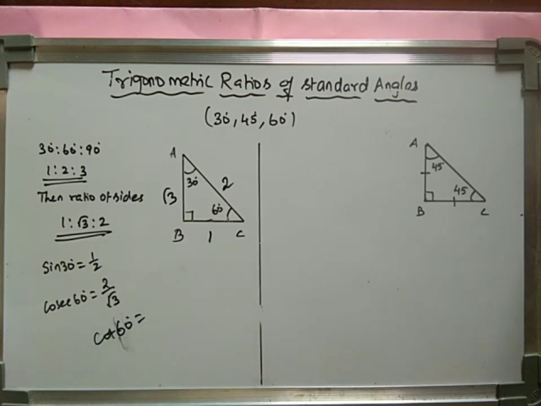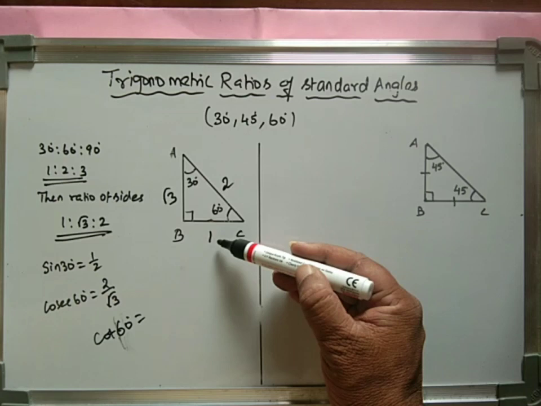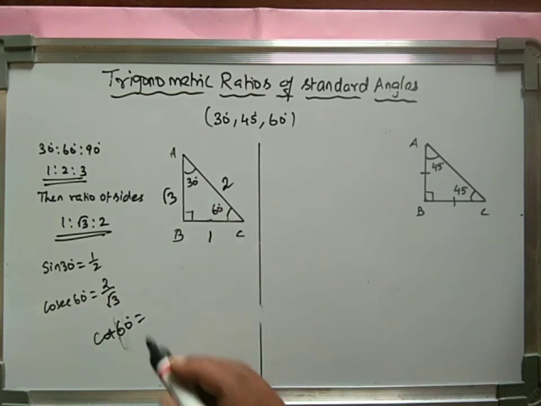Okay, cot definition is what? Adjacent side by opposite side. So for 60 degree, the adjacent side is 1 and the opposite side is root 3. So here I get cot 60 degree as root 3.